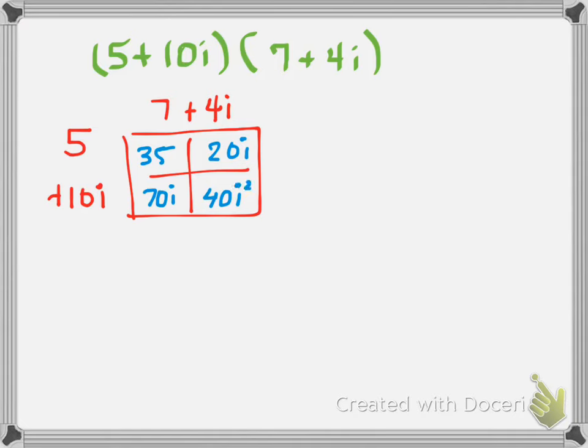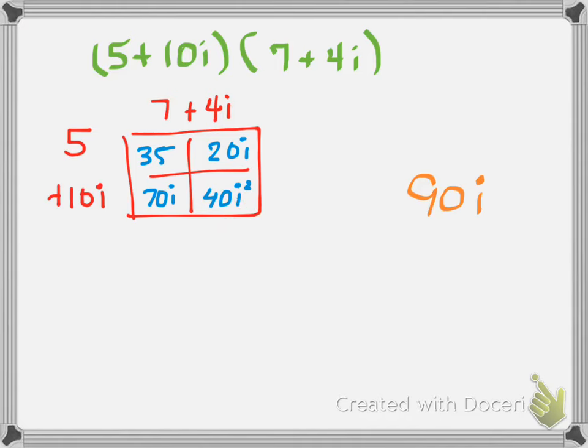So obviously you have these two things that are like terms. You have 70 of these things plus 20 more, that is a total of 90 of them. So that's why we're going to have 90i. A little bit harder to see like terms here, but that i squared is really a negative 1. So this is really 40 times negative 1.